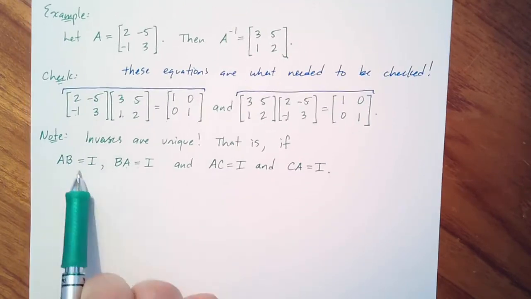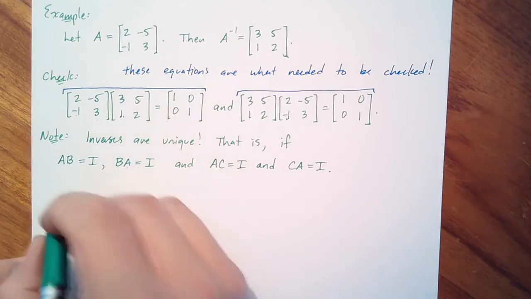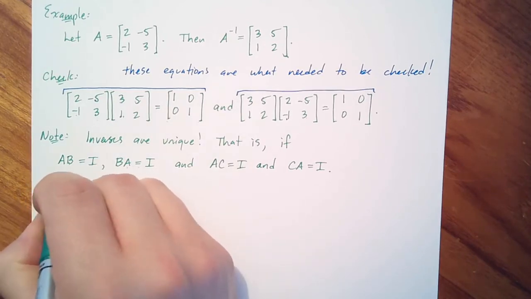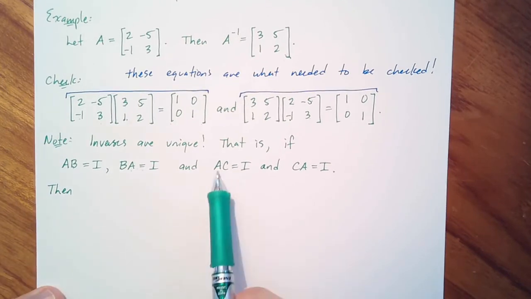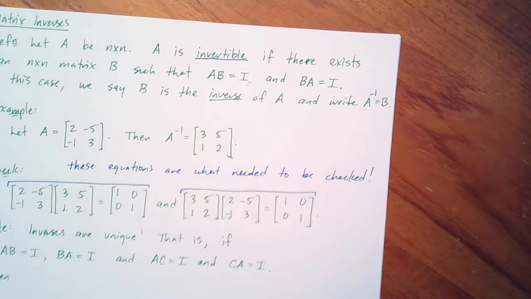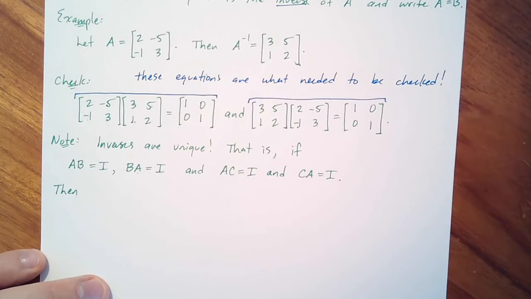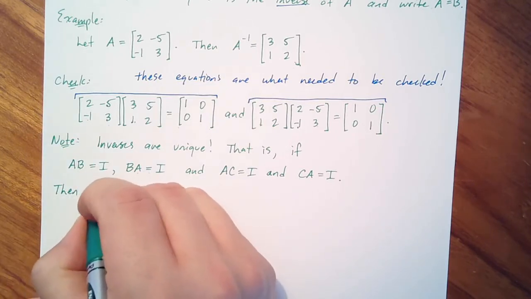Let's say we had all 4 of those be true. Well, my claim to you is that B and C are already the same matrix. Notice that these 2 equations are exactly what you would get if you just rewrote these ones, but you replaced the letter B with some other letter C, so it's some other matrix. So I'm claiming that B and C are actually the same matrix if all 4 of these equations are true. Let's look at why that's the case.